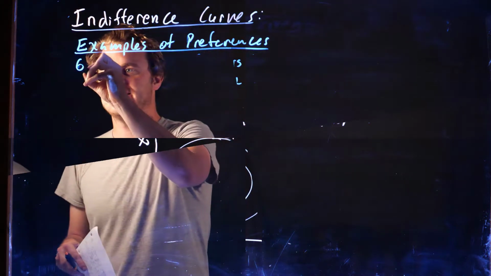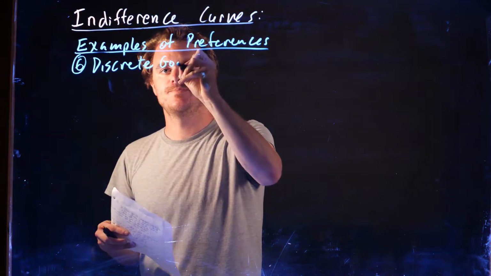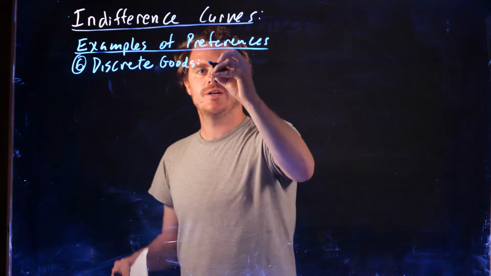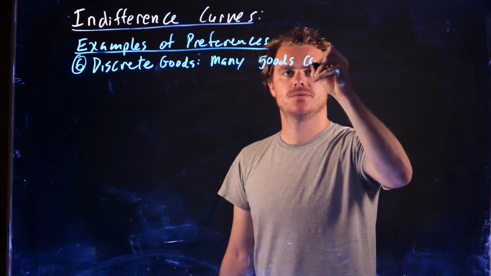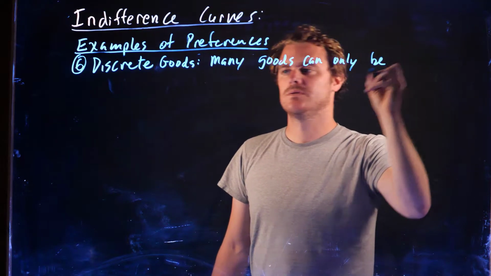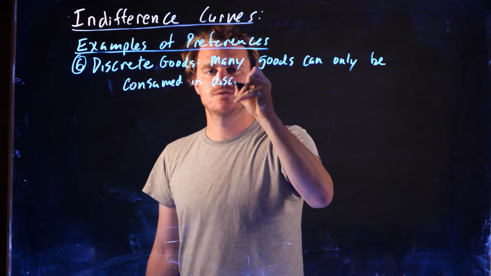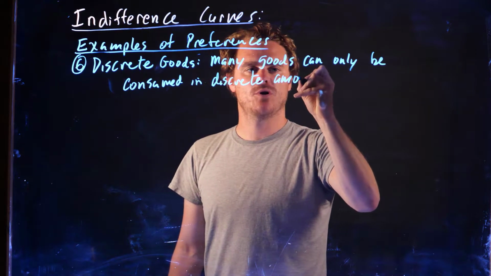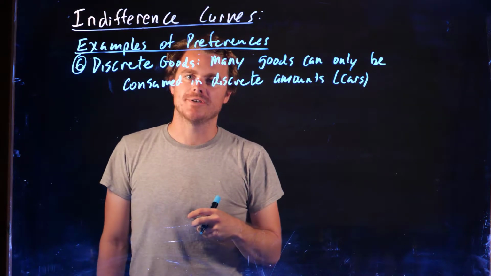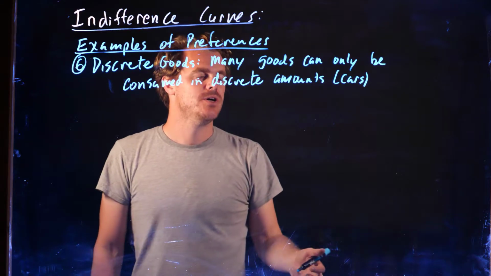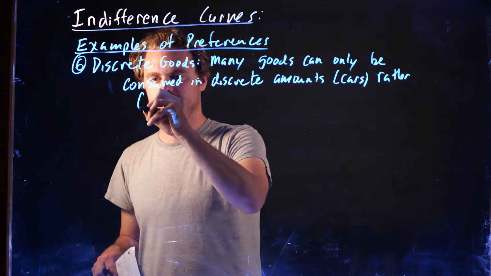So the final example of preferences that we should discuss are discrete goods. Many goods can only be consumed in discrete amounts. For example, cars. You can't have a fraction of a car or something like that. You buy a car or you don't, rather than fractional amounts.